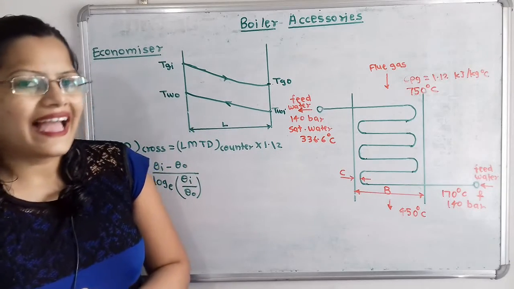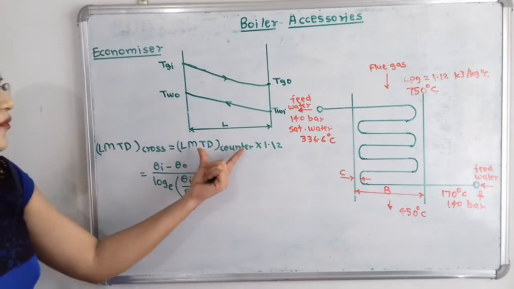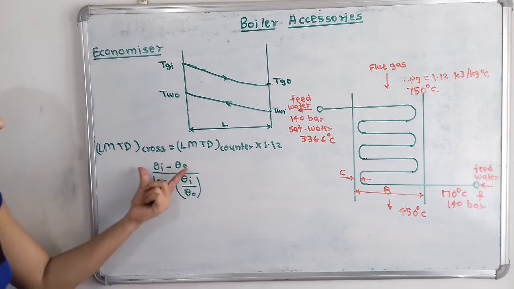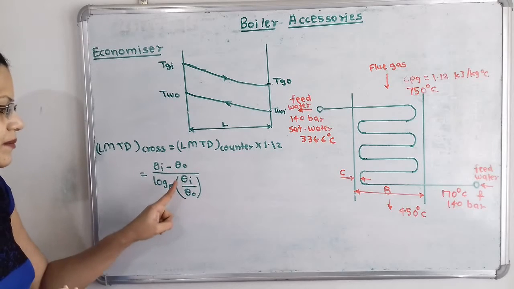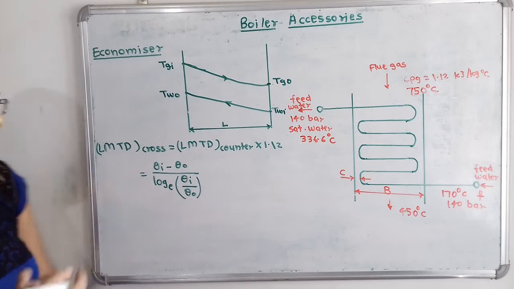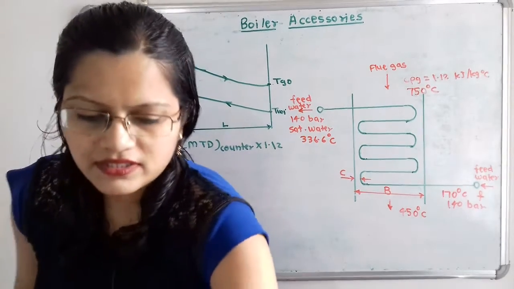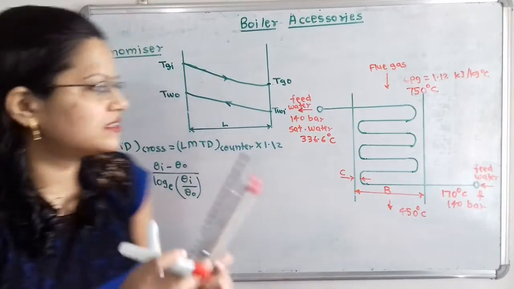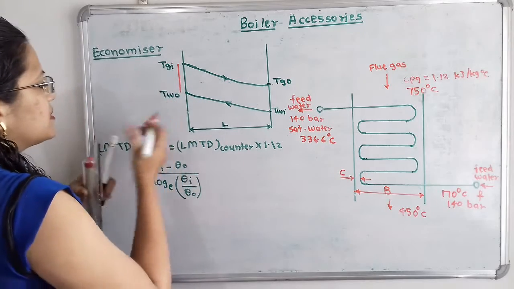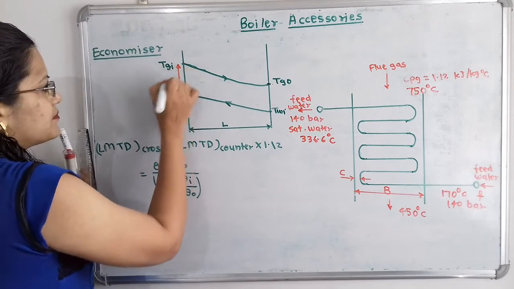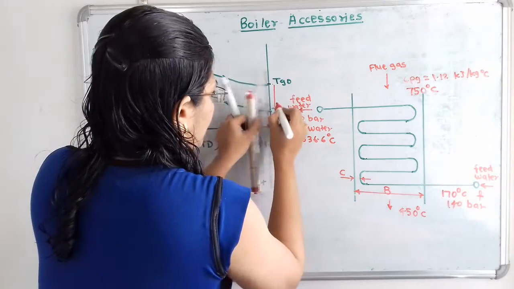Now how to calculate the log mean temperature difference? The log mean temperature difference for the counter flow is given by the formula theta I minus theta O divided by log to the base e of theta I by theta O. So what are theta I and theta O? I will show here theta I and theta O. It is very simple to understand with the diagram. This is nothing but theta I. And where is theta O? Here is theta O.